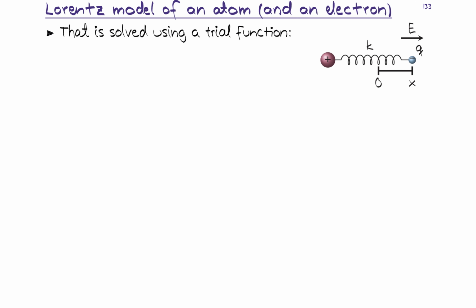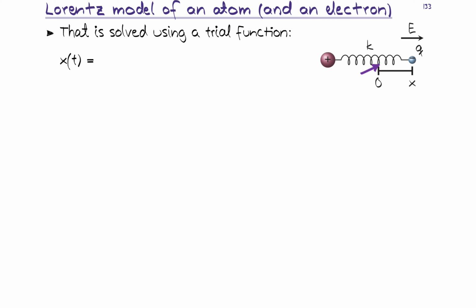And we can easily solve this with a trial function. We have a simple differential equation, and as physicists, most of the time we solve differential equations by using a trial function that we know is a solution. So we use a trial function for x. This x, of course, is our displacement. And as the figure shows here, x tells us how far the electron is from the equilibrium position, where the electron would be when there is no driving field.